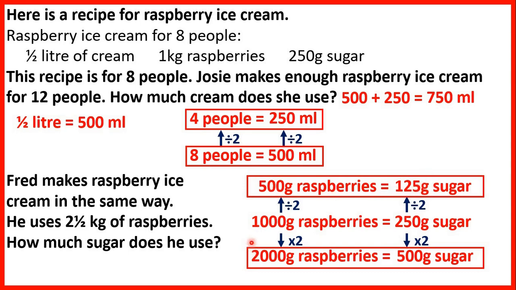So if we put these together, that will give us 2000 plus 500, so 2500 grams, or 2.5 kilograms of raspberries, and then we can add 500 and 125, and that tells us that he uses 625 grams of sugar.